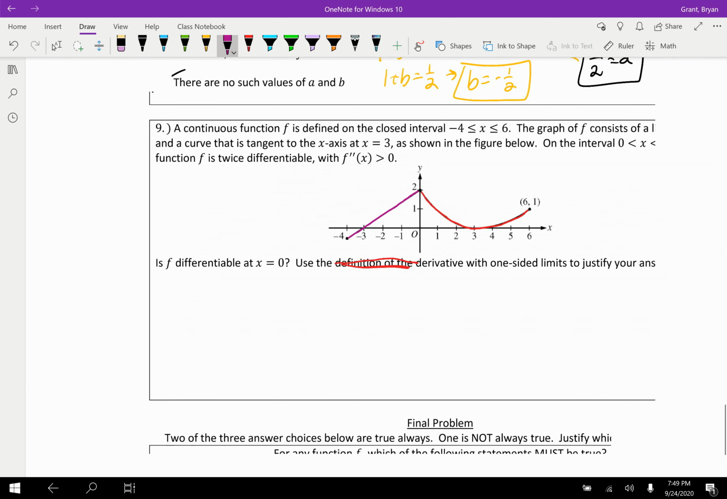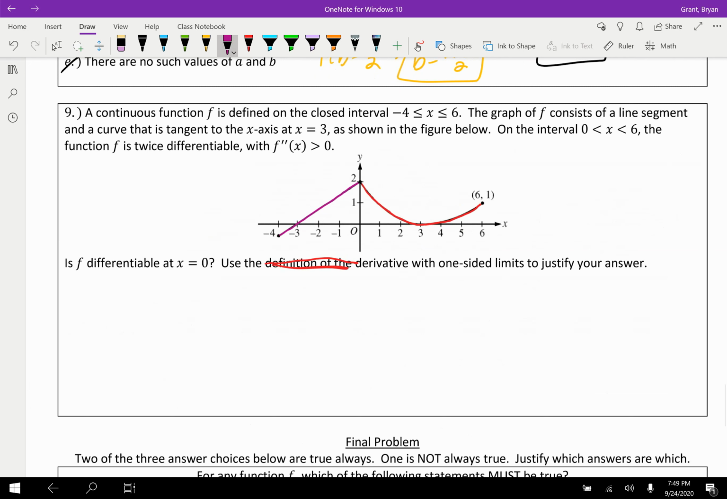Well, we do the limits of the derivatives. This function is called f, so let's work with that. Let's say we want to find the limit as x approaches 0 from the left side of f prime, the limit of the derivatives, and compare it to the limit as x approaches 0 from the right side of f prime. Well, the left side isn't bad at all.